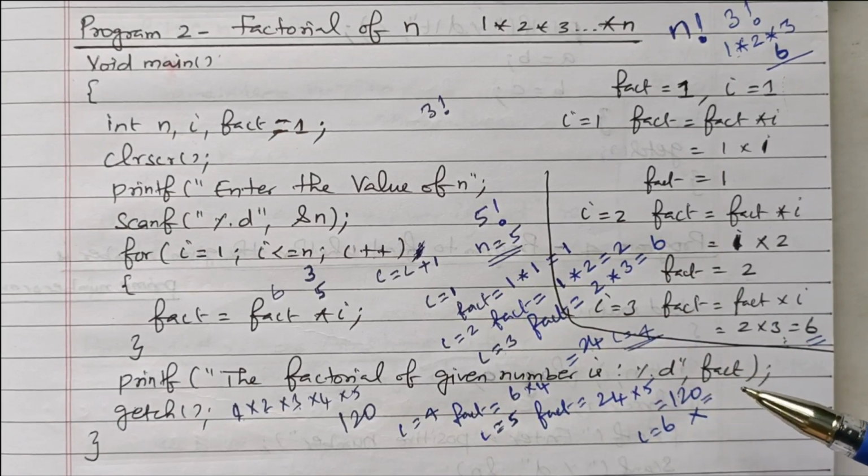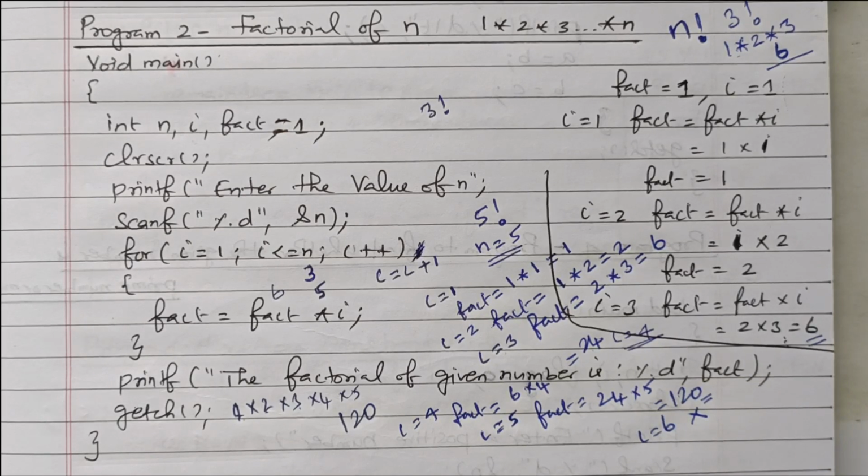So in this video we discussed the program to find the factorial of n number using the C programming language. Here we use the for loop to generate the numbers. We discussed the example for 5 factorial as well as 3 factorial.